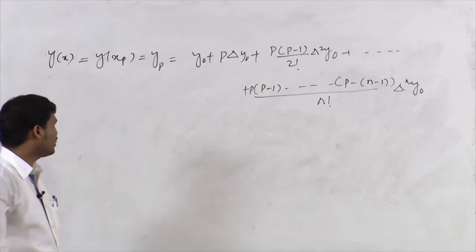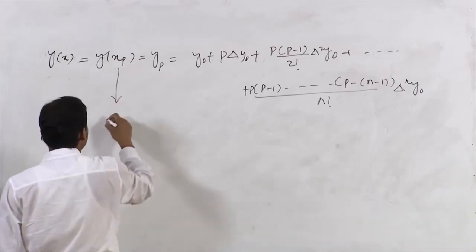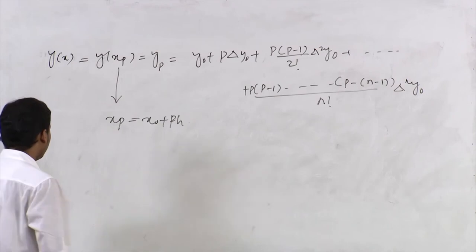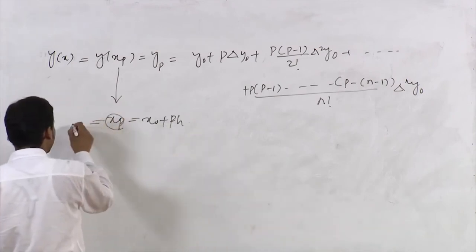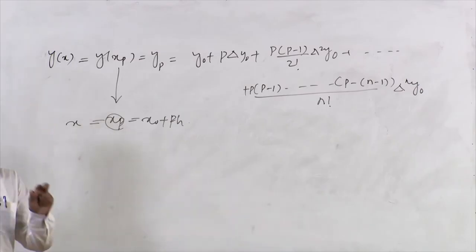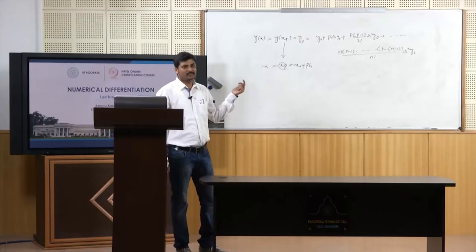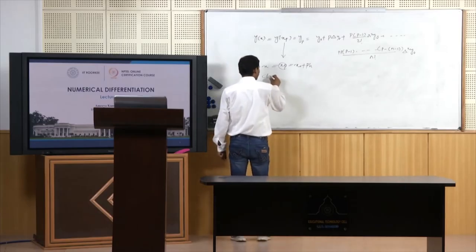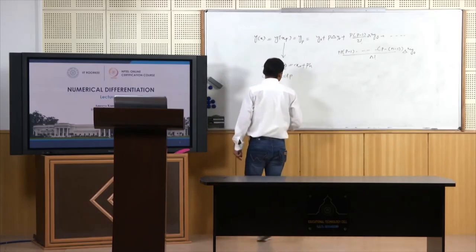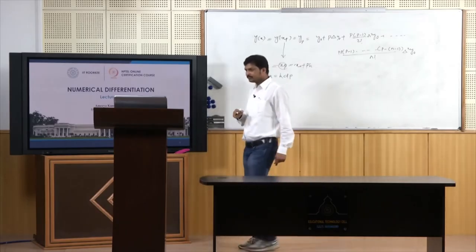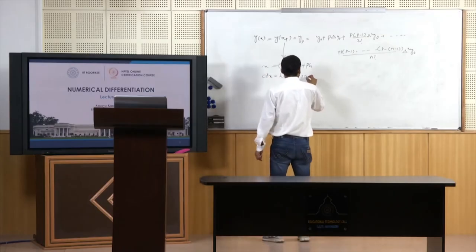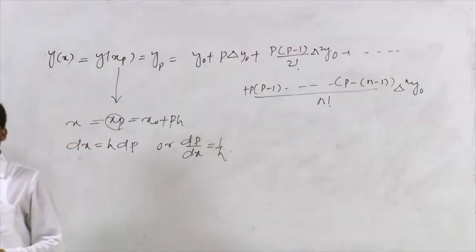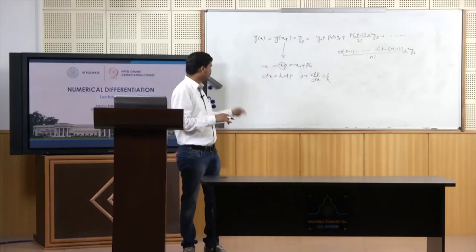If we want to differentiate this, first we have to consider this x_p point as x0 + ph. Especially, x_p is the undetermined point, the point where we want to find the interpolation polynomial. At that point, if we want to differentiate, we can write dx = h dp, or dp/dx = 1/h. Either way you can define this first order differentiation here.